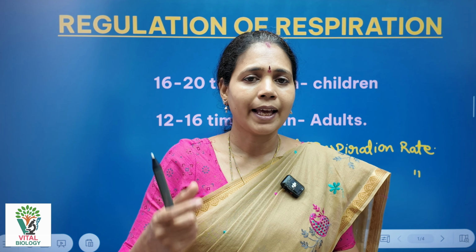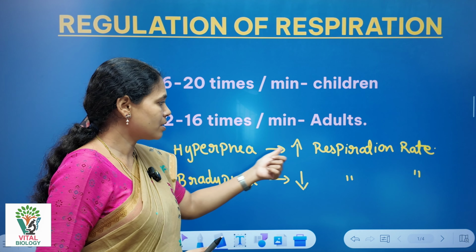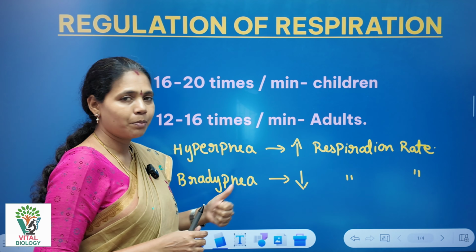But in adults also, in a few situations we can observe that the respiration rate may increase. When the respiration rate increases, we explain it with a word called hyperpnea. So hyperpnea means increased respiration rate. Why does the respiration rate increase? For example, when we have fever, or when metabolic needs are increased, or even in strenuous exercise. At that time the oxygen demand in our body is more, so the respiration rate increases. That condition is called hyperpnea.